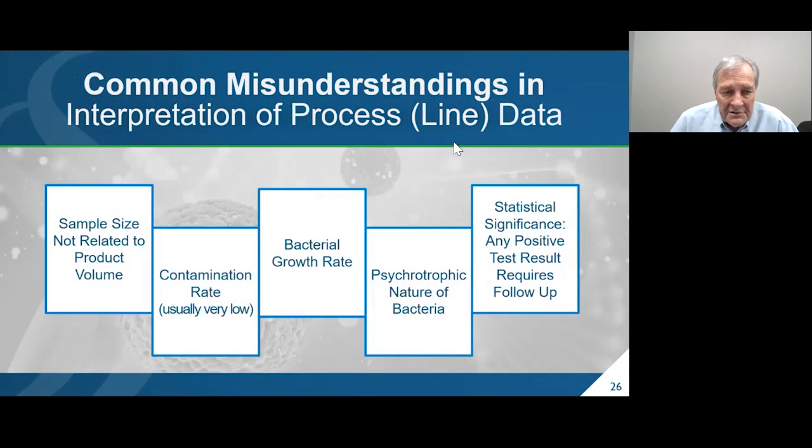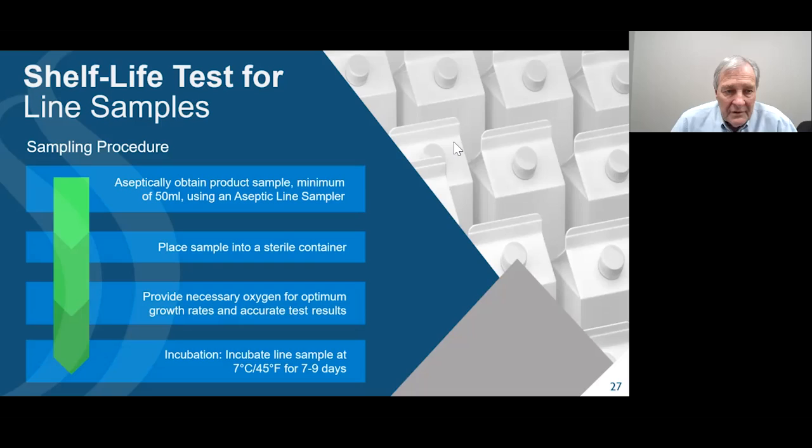Again, some misunderstanding about line sampling. You have to have a large sample. The contamination rate is very low. The growth rate of the contaminant is important in determining the quality of our product. We have to look at the psychrotrophic nature of the bacteria. Again, if it comes from glycol, sweet water, water, and any of these cold environments, we're going to have premature spoilage.